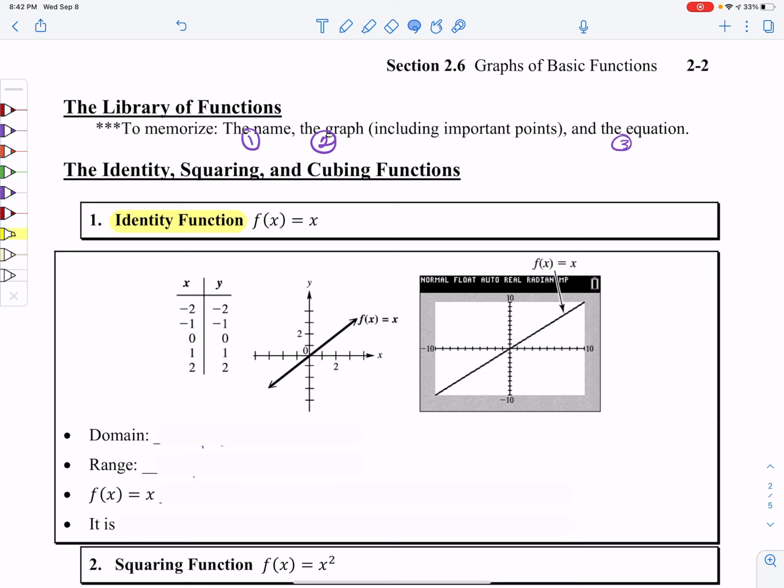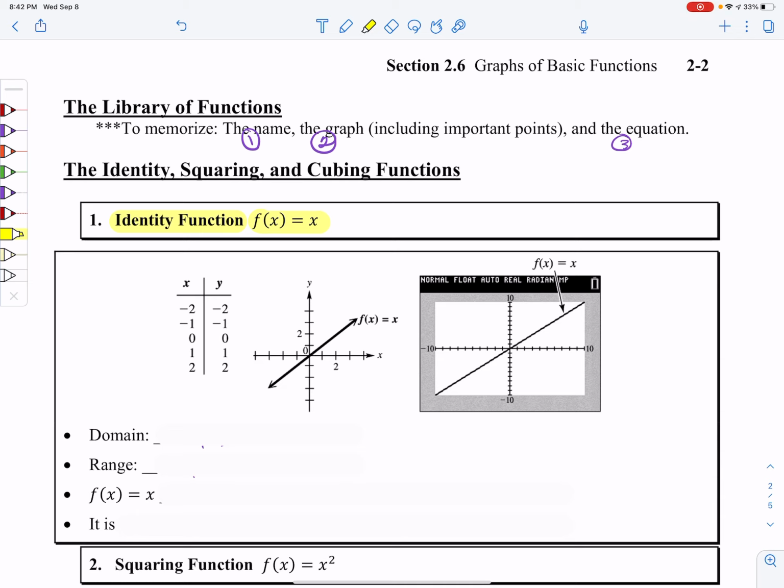Notice that the important points here, because of the fact that my y value is equal to my x value, all of my x's and my y's match up. So I have 0, 0, 1, 1, 2, 2, 3, 3, negative 1, negative 1, negative 4, negative 4, etc. So all of my x's and my y's match up. So that's the name of it, that's the graph of it, and then the third thing that you have to have memorized is the equation. So that's going to be y equals x.